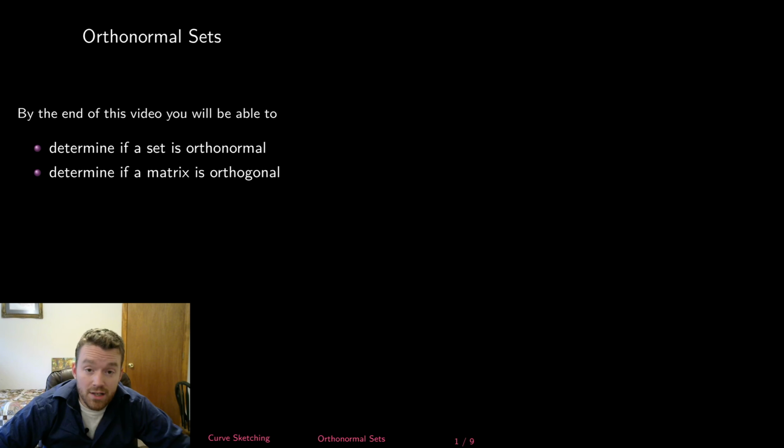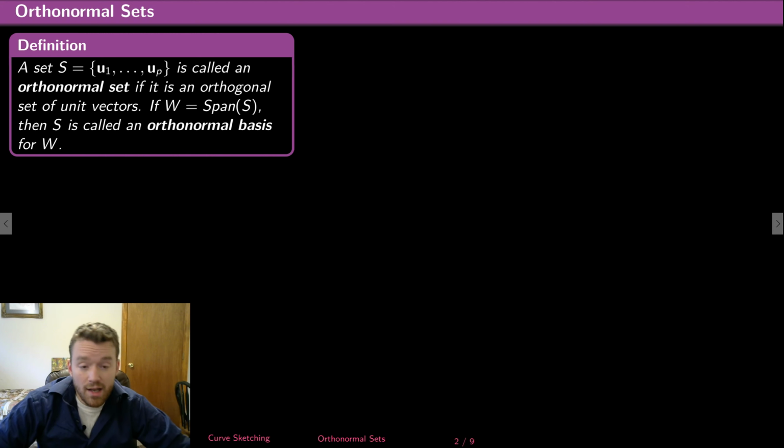Alright folks, this video will be on orthonormal sets. I'm assuming you have a basic understanding of the dot product, the norm of a vector, how to tell if two vectors are orthogonal, and what the definition of a unit vector is. By the end of this video, you should be able to determine if a set is orthonormal and determine if a matrix is orthogonal. So the first thing that I want to do is define an orthonormal set.